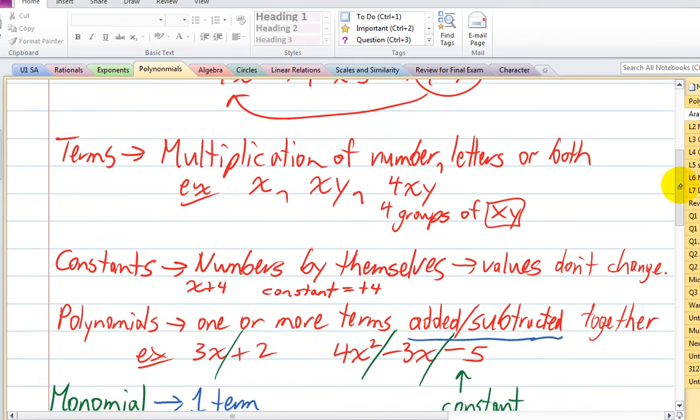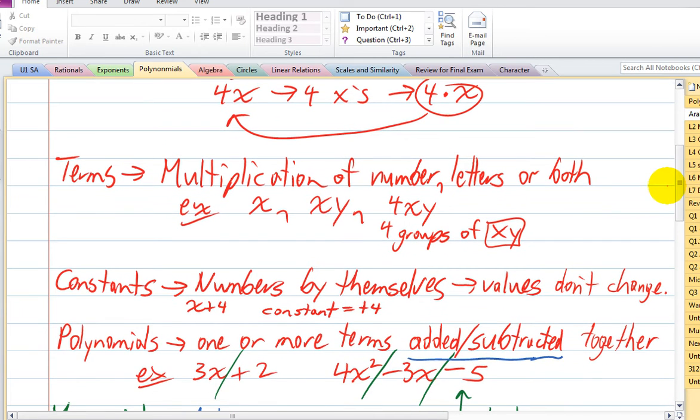So next we have polynomials. This is where we start getting a little weird. They're one or more terms added or subtracted together. For example, we have 3x plus 2. That whole thing together is a polynomial made up of 2 terms, which I separated with green. 3x is one term, plus 2 is the other. Now the plus 2 has a special name. What is that special name? Constant. It has no letters, just a number.